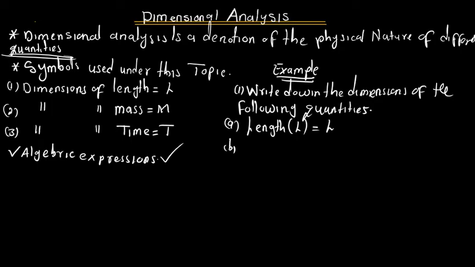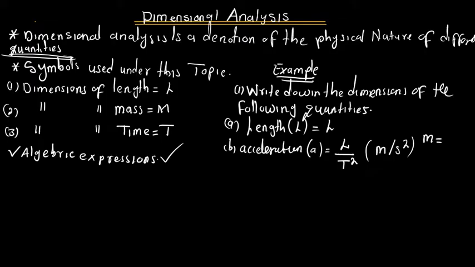Now B. What are the dimensions of acceleration? The dimensions of acceleration is simply L over T power 2. How do I come up with this? Remember that the units for acceleration is meters per second squared.